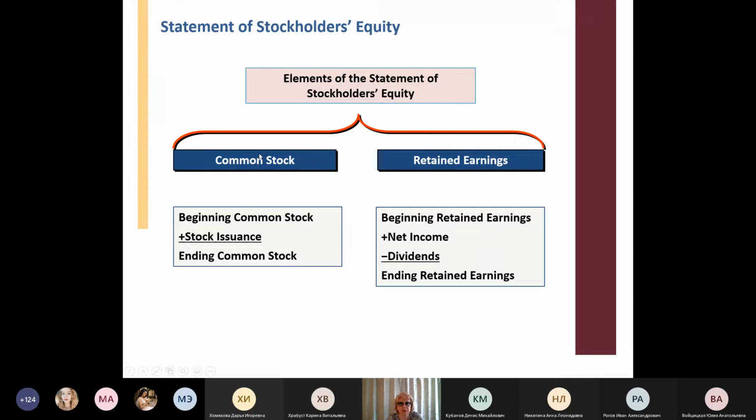This component is the contributions of the owners of the business to start the business, to have this component of the owner's funds in the business. And the second component is the retained earnings. Retained earnings are the retained and accumulated net income for several accounting periods.